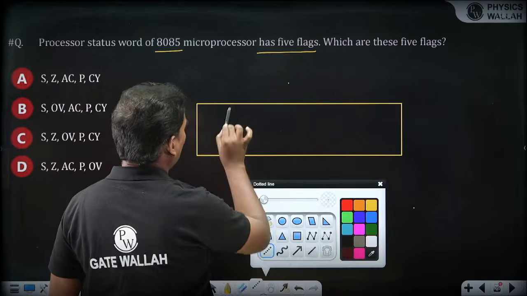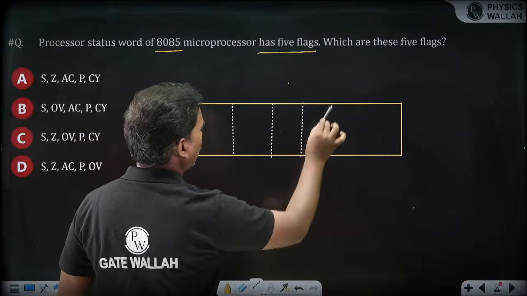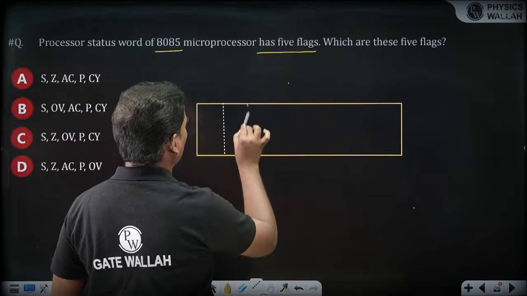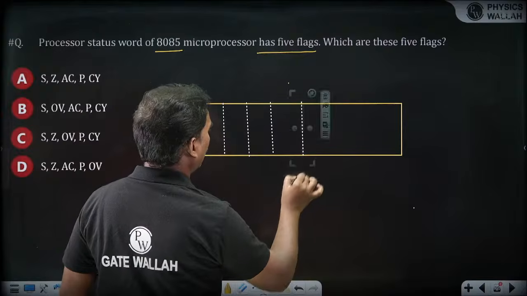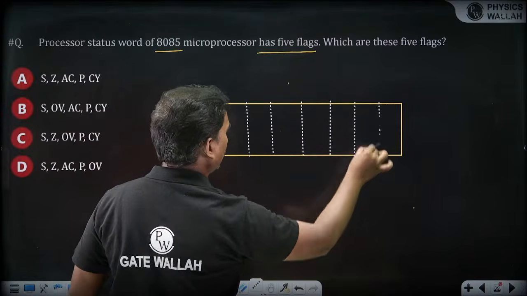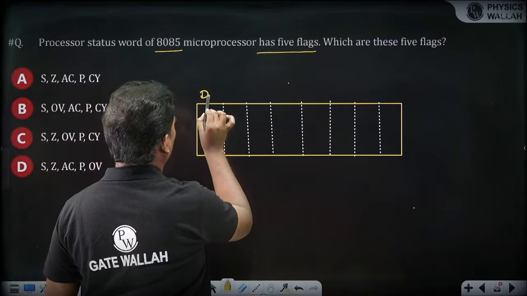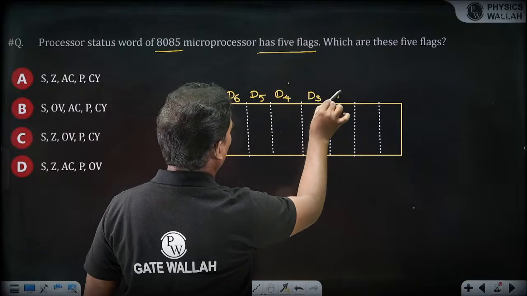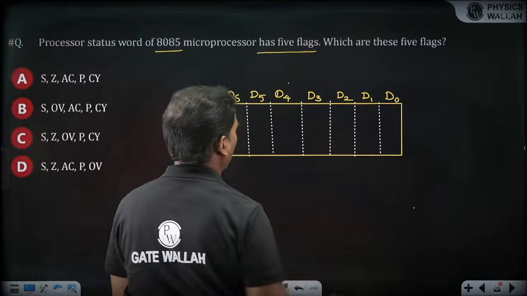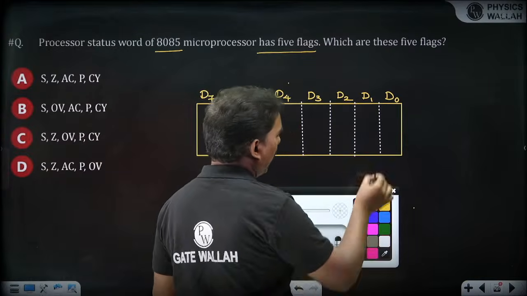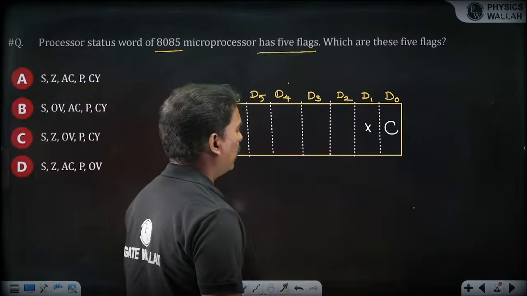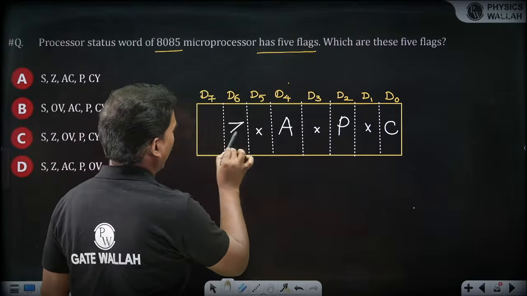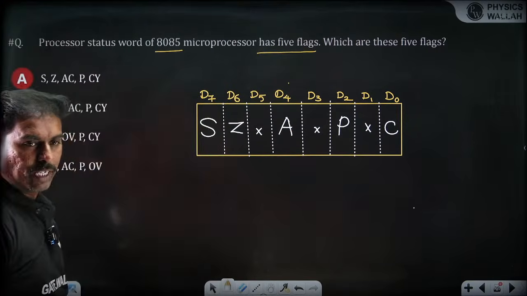So I can take this as D7, D6, D5, D4, D3, D2, D1, D0. First one, carry flag. This is parity flag, auxiliary carry flag, zero flag, and sign flag.